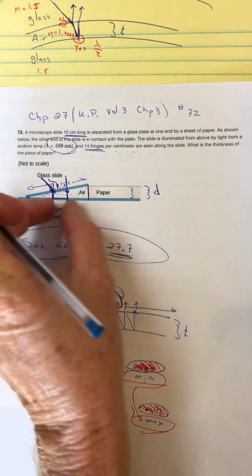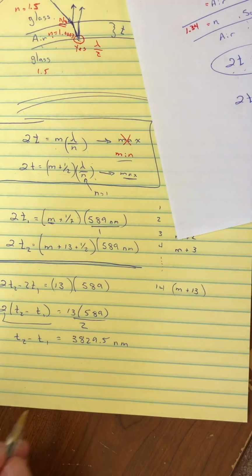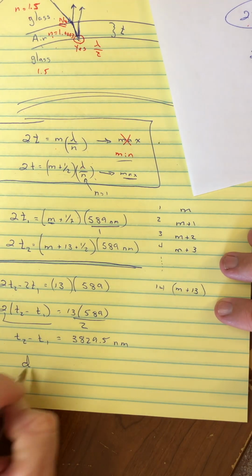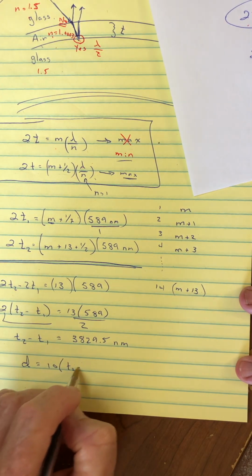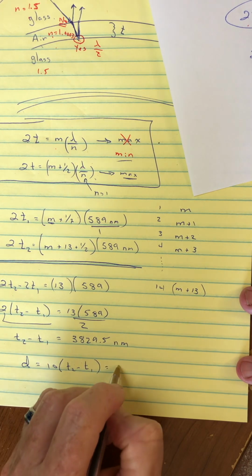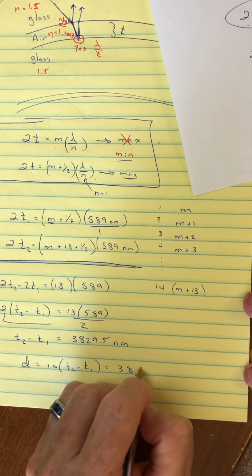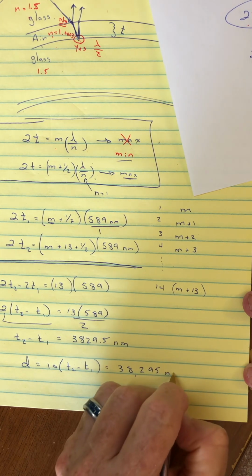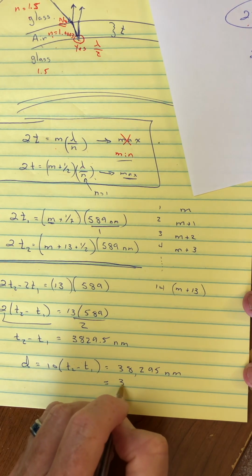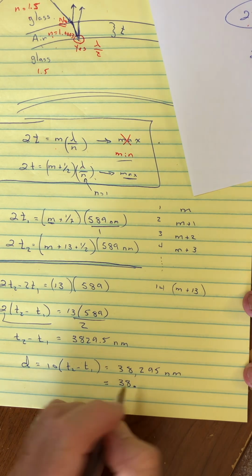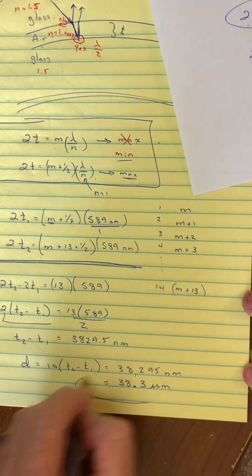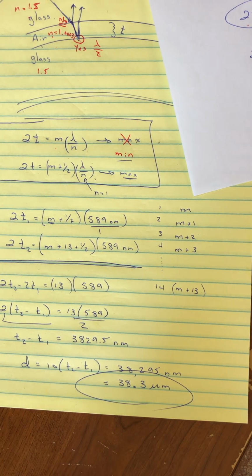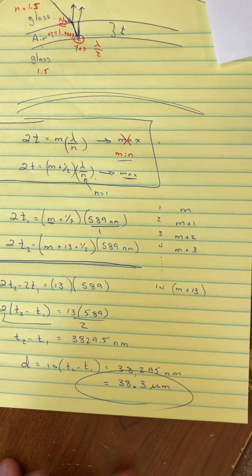And of course, if you imagine doing that 10 times, the total difference, D, the total thickness of the piece of paper, would be 10 times my T2 minus T1, or 38,285 nanometers, and probably best written as 38 point, I'll just round that to 38 micrometers. We could write that in millimeters, but I'll call that good.